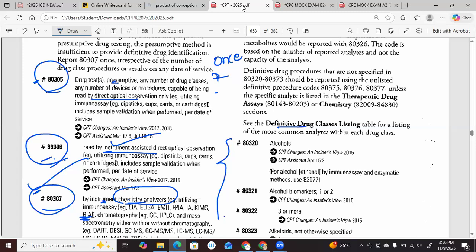Yes, ma'am. And ma'am, I have one more doubt. Actually, when I read it again, for 80305 and 80306, the only difference is the immunoassay. No, can you please read the difference here? Yes, 80305 is read by direct optical observation. We are not using any instrument in 80305. And in 80306, an instrument is used. So 80305 without instrument, 80306 with instrument. Okay? Okay, ma'am. Thank you.